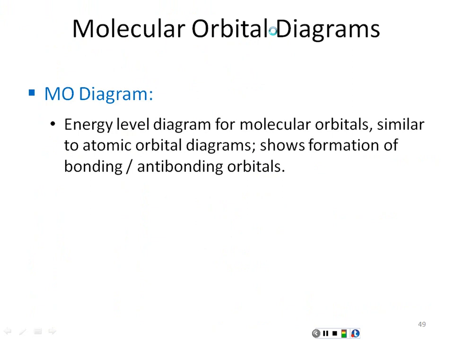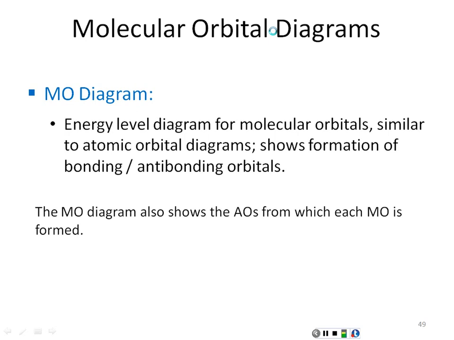What we will be using more in this class is molecular orbital diagrams. These show the energy level of the molecular orbitals, and they're similar to atomic orbital diagrams. They show the formation of bonding and anti-bonding orbitals. The molecular orbital diagram also shows the atomic orbitals from which each molecular orbital is formed.